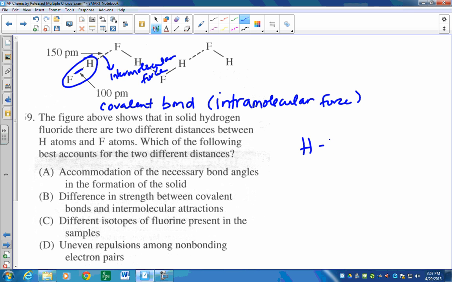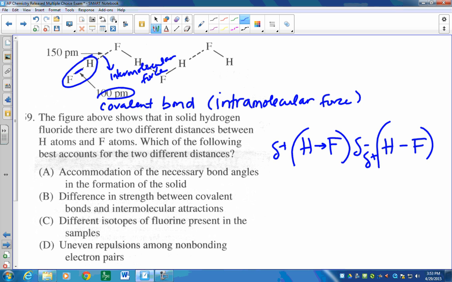So what happens in HF is the electrons shift this way, this side takes on a partial negative charge, this side takes on a partial positive charge, and then the next HF molecule orients itself this way because the positive side of this molecule is attracted to the negative side of this molecule. Anyway, what you need to know on this diagram is that the solid line is shorter because bonding inside a molecule is more difficult to break than intermolecular forces. So notice, this is 100 picometers. These are closer and tighter together because this is a stronger force, and this is 150 picometers. What accounts for the two different distances is the difference in strength between covalent bonds and intermolecular attractions. That's the only thing that makes sense.